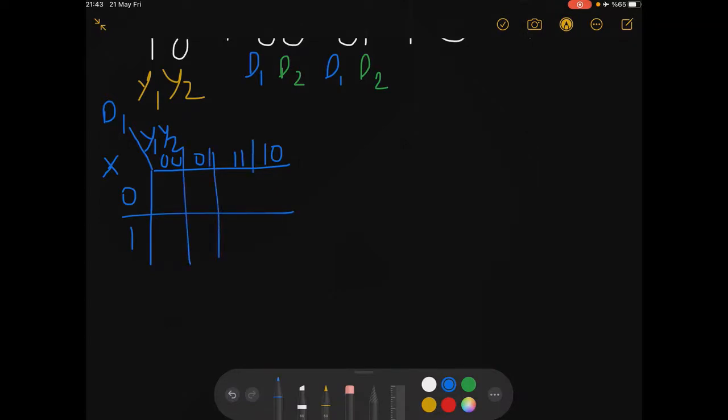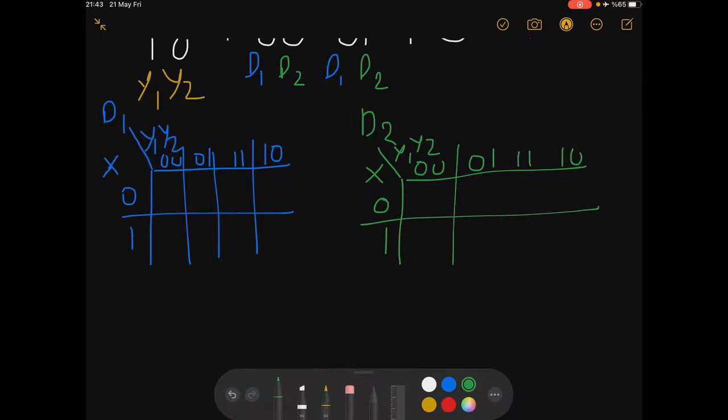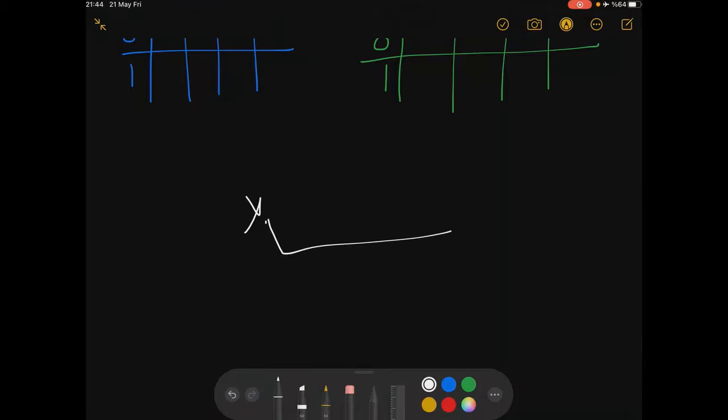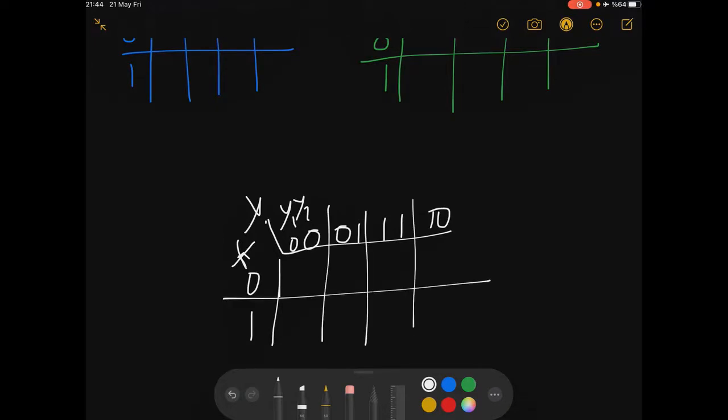Oops. Okay, for D2, I need to have another AD. It's dependent on your input and your current states. All right, and of course for Y, again, you need to have another AD for your inputs and current state. That's it.